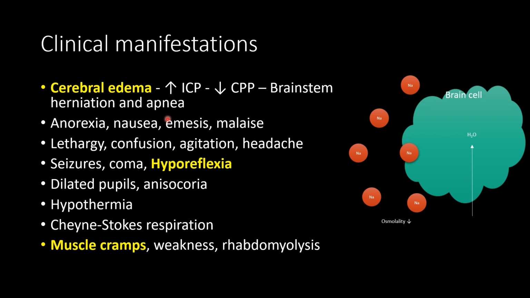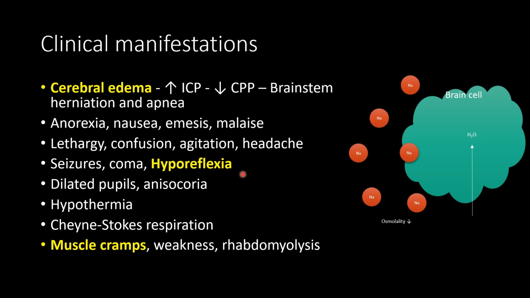Similarly, other clinical features are anorexia, nausea, emesis, malaise, lethargy, confusion, agitation, headache, seizures, coma, hyporeflexia, dilated pupils, anisocoria, hypothermia, Cheyne-Stokes respiration, muscle cramps, weakness, and rhabdomyolysis. Mainly all these features are non-specific. What you need to remember is mainly three things. One is cerebral edema, the mechanism I have explained here. Second thing is hyporeflexia. You need to remember that hyponatremia causes hyporeflexia, hypernatremia causes hyperreflexia.